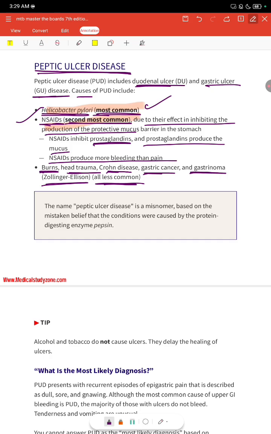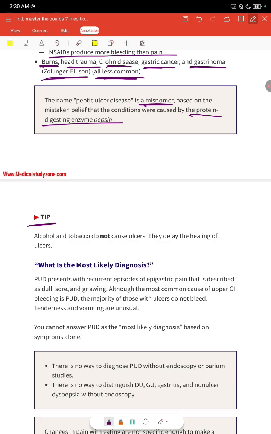The name peptic ulcer disease is a misnomer based on the mistaken belief that the conditions were caused by the protein digesting enzyme pepsin. That's why they were called peptic ulcer disease. Anyhow, it's the umbrella term used for both of these disorders, duodenal ulcer and gastric ulcer disease. Here is the tip. Alcohol and tobacco do not cause ulcers. They delay the healing of ulcers. This is a very important point. They do not cause ulcers themselves, but they just delay the healing process of ulcers.